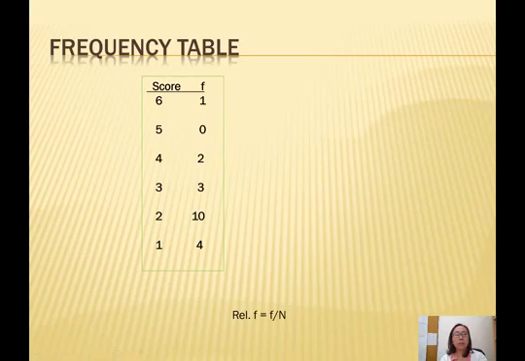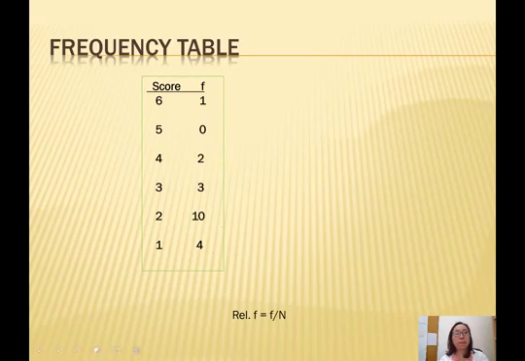Let's look at another table here before we add more to it. You see scores ranging from 1 to 6, and then you see frequencies. So what would you notice? Let's say these are test scores. Did the students do well on this test? And how many students does this table represent?